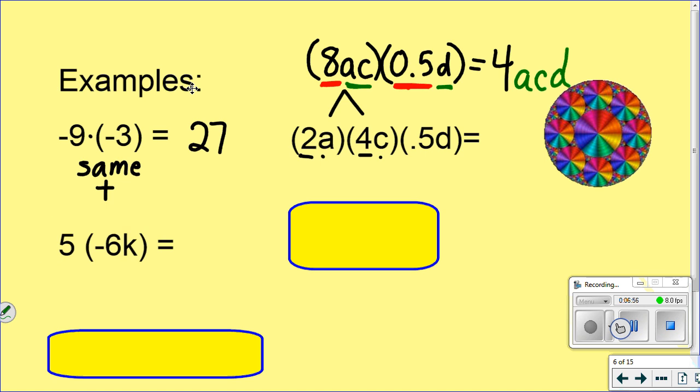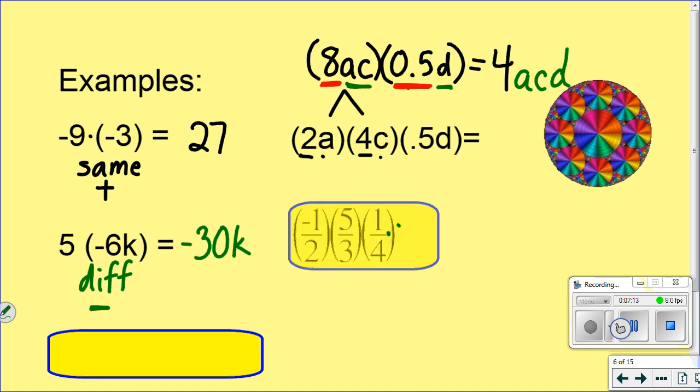All right, let's take a look at this one. Looks like my signs are different. When my signs are different, again, I'm going to have a negative product. So 5 times -6 is going to be -30, and I still have that K. So -30K.